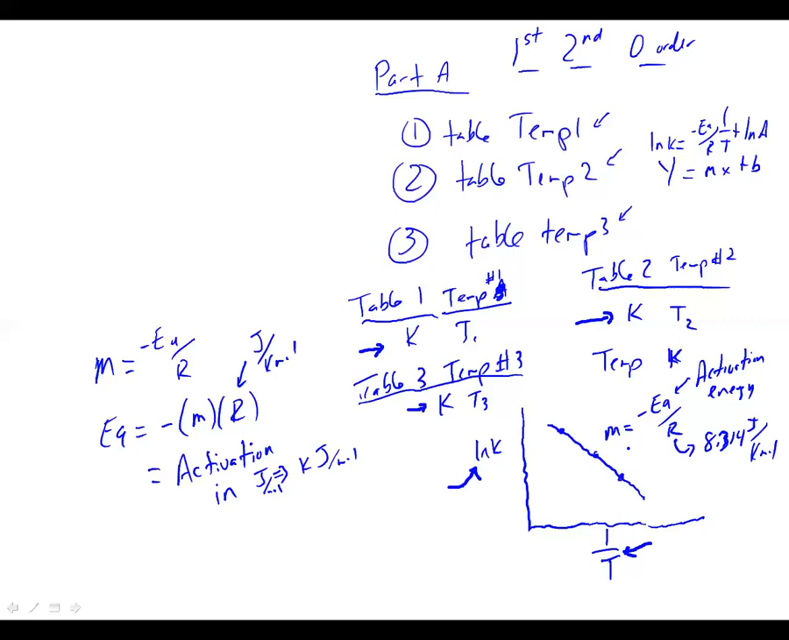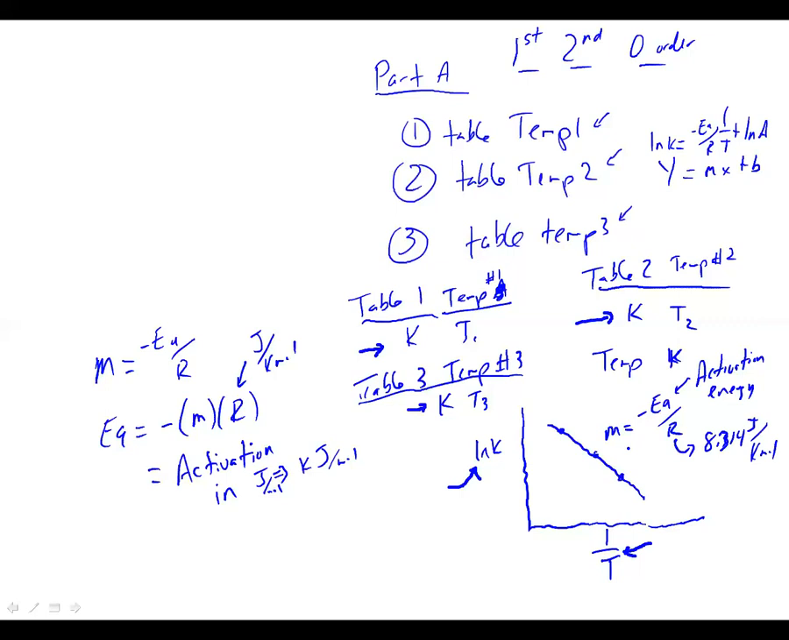Again, the activation energy will be a positive number because, as you can see on the bottom right there, the graph that you make should be negative in terms of the slope. So the negative and negative will turn your activation energy into a positive number. Any questions on any part of that?